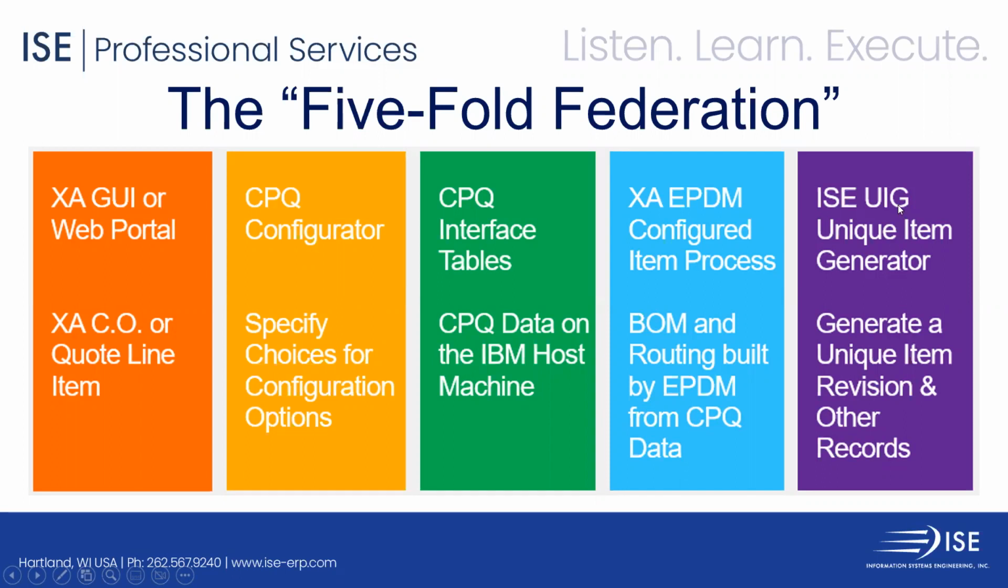And then you can use the UIG, the unique item generator, to generate a unique item revision and all the other records that you would need to support a unique item revision: enterprise item, item revision, base prices, BOM, routing, item process, a brand new CO line item for that unique item, the item warehouse, if I didn't mention that. And then the UIG does other things too.